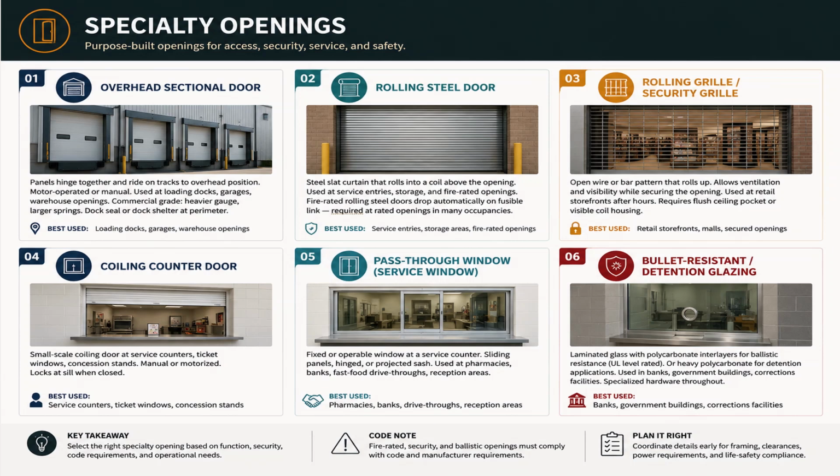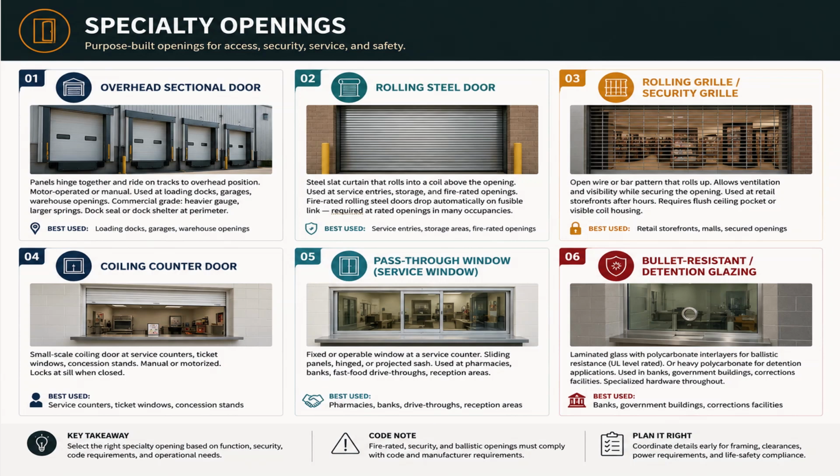A rolling grill or security grill is an open wire or bar pattern that rolls up, allowing ventilation and visibility while securing the opening. Used at retail storefronts after hours. Think of the grill that comes down over a mall store at closing. It requires a flush ceiling pocket or visible coil housing. Best used: retail storefronts, malls, secured openings.